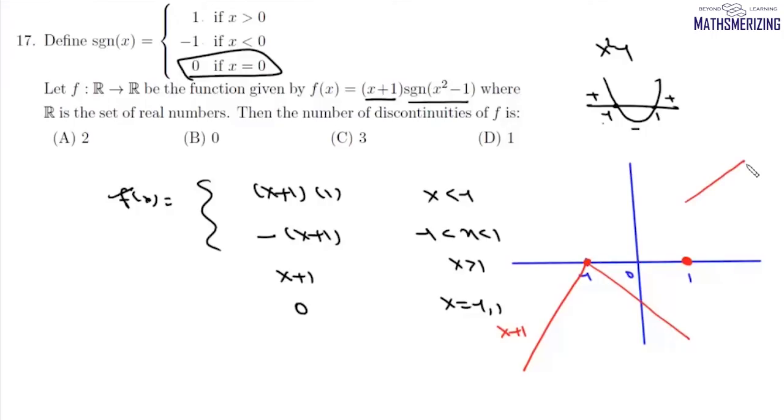Now this graph is discontinuous at x equals 1. So the number of discontinuities of this function is only 1, and that's your option D.